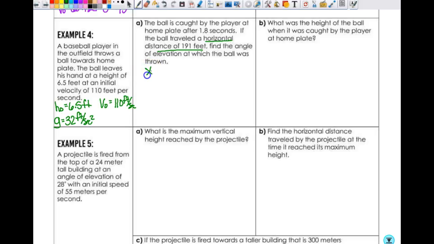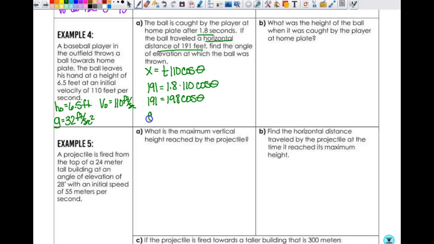We have x, because I'm talking horizontal distance, x is equal to t times the initial velocity, which is 110, times the cosine of theta, which we don't know. To find theta, we do know that it has traveled a distance of 191 feet. That is the horizontal distance. That is x. So that's going to equal 1.8 times 110 times the cosine of theta. If I multiply these two together, I get 191 equals 198 times the cosine of theta.